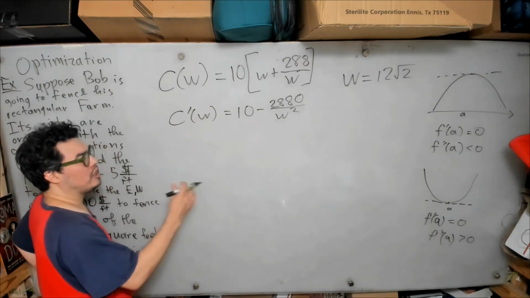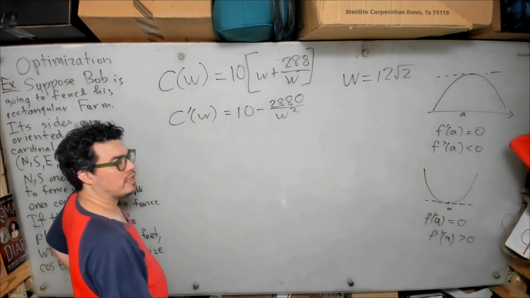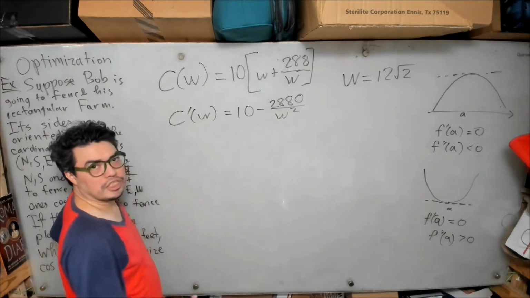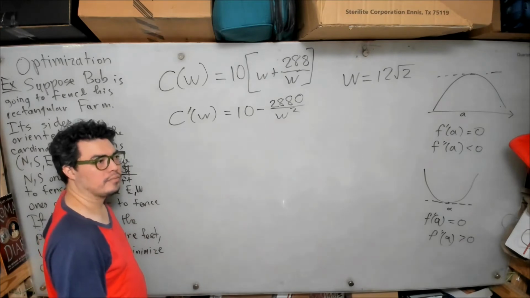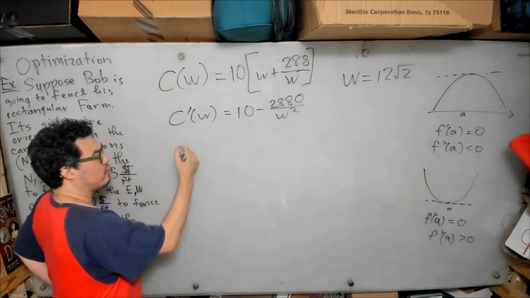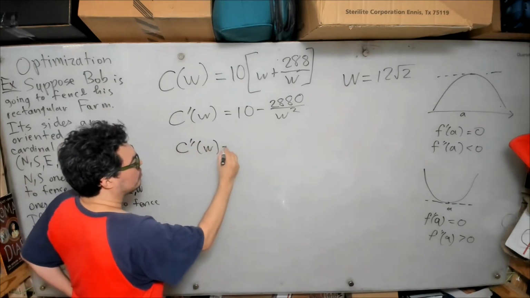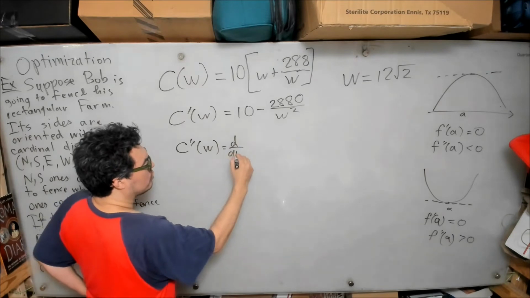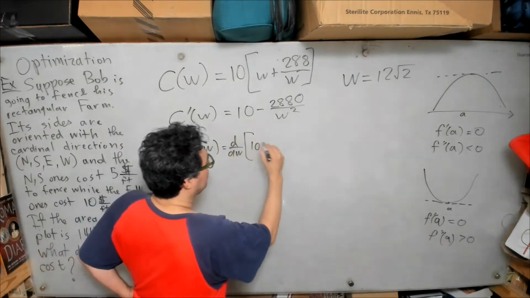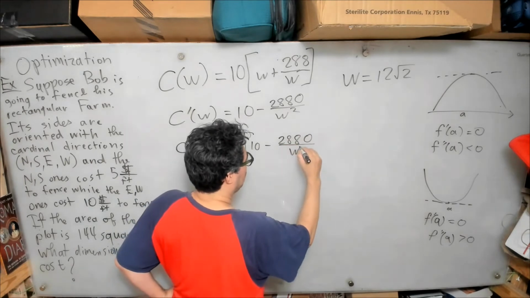Anyway, so let's proceed. So what do we have to do? We have to find the second derivative, so we can evaluate the second derivative at this value to see if we get, in fact, a positive or negative value at that point. Okay, so what is the second derivative? The C double prime of W will be the d/dW of this expression, 10 minus 2880 over W squared.